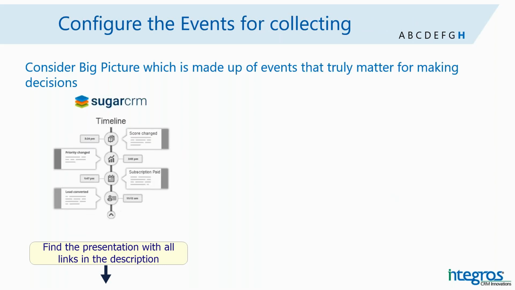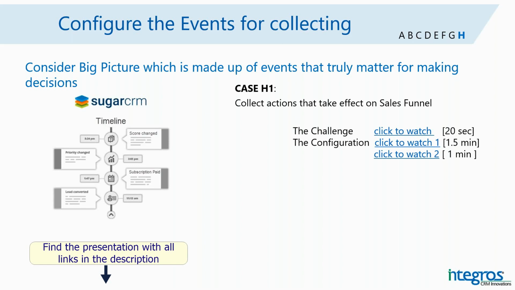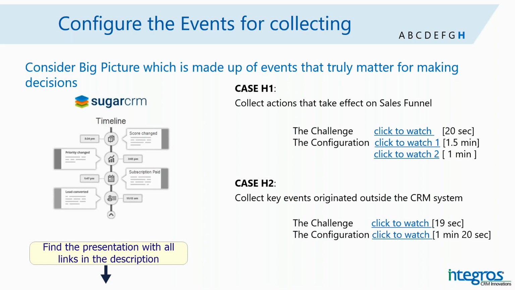And let's return to the big picture again. It will be a really big picture only when it consists of what truly matters. But the thing is that only you can decide what has significant value and what doesn't. So with configuration, you can define which event is a key event to be a part of the whole big picture, to stay tuned with it. So in the first example, we collected actions that take effect on the sales funnel to learn how we get to this sales funnel. And the second example is to collect key events that originate outside the CRM system under the client's timeline.